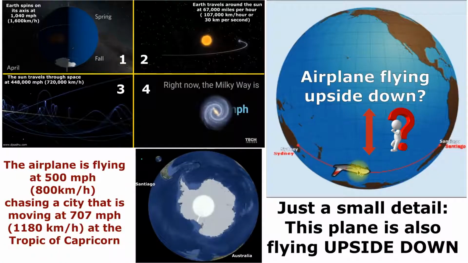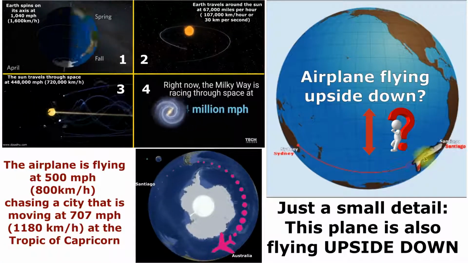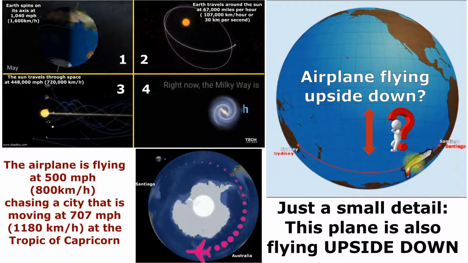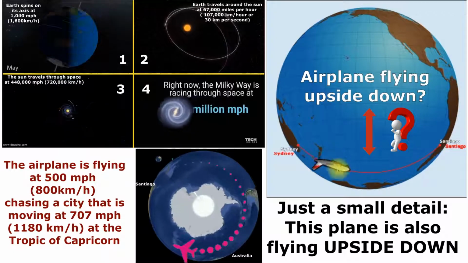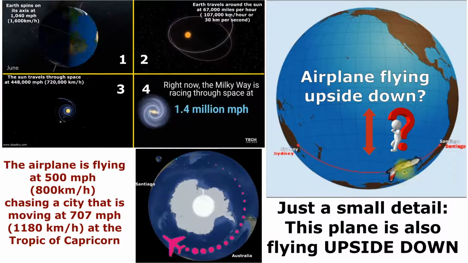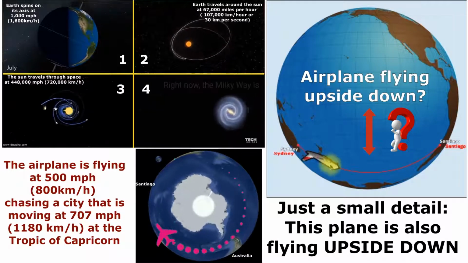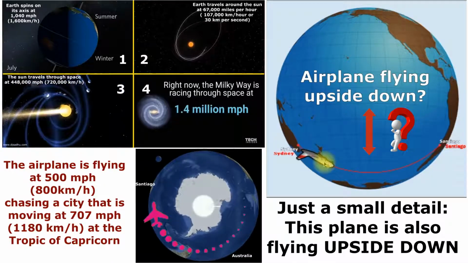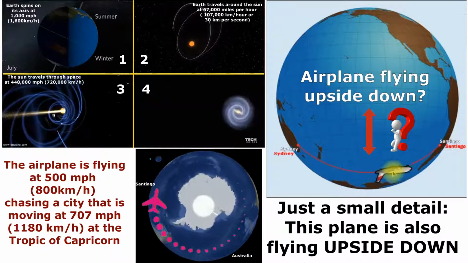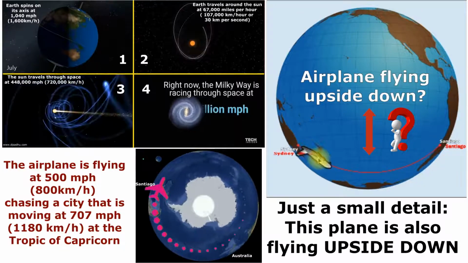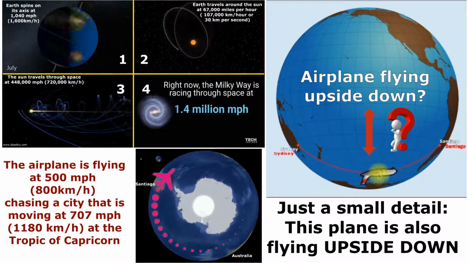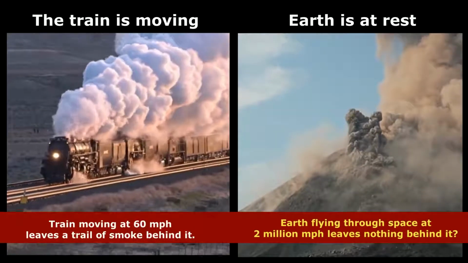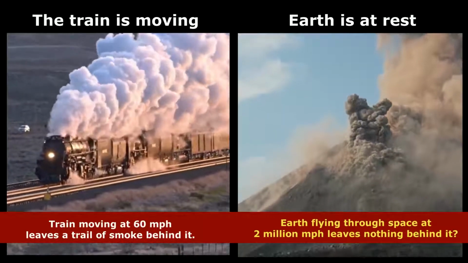As we get to the end of this video, I want you to look at this image one more time and remember that all these four movements are happening right now as I speak. Earth is supposedly flying through space at a speed of 1,000 kilometers per second. That equals to 622 miles per second, or 1.4 million miles per hour. I find it very hard to believe that this is what is really going on.